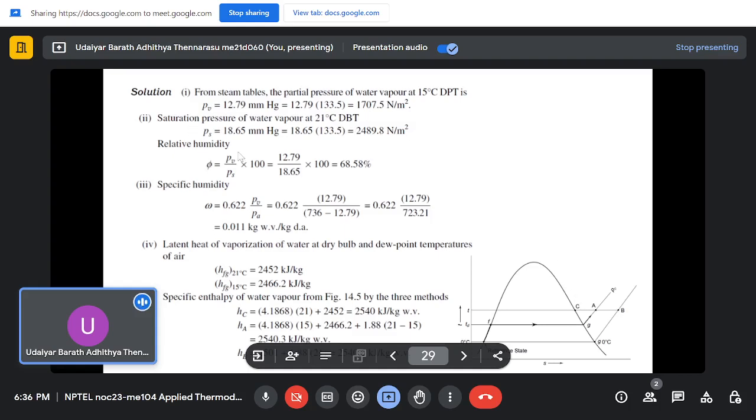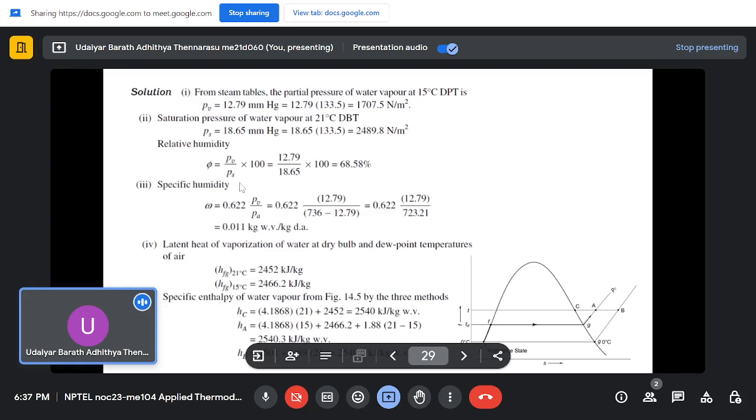So your relative humidity now is PV by P saturated. PV we have already found out, 12.79 mm of Hg, and the saturated pressure is 18.65 mm of Hg. So this will give me 68.58%. So this is the relative humidity of the air. Now to find the specific humidity, we use the relation omega is 0.622 PV by PA.